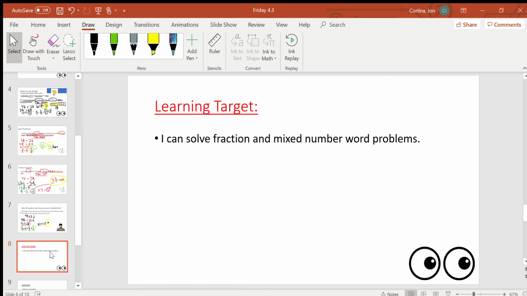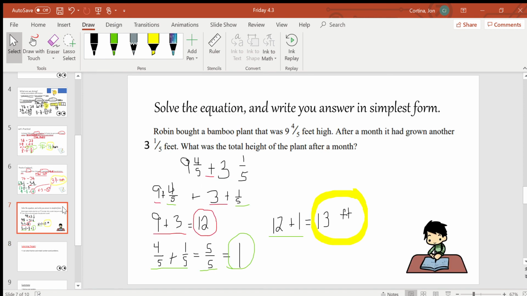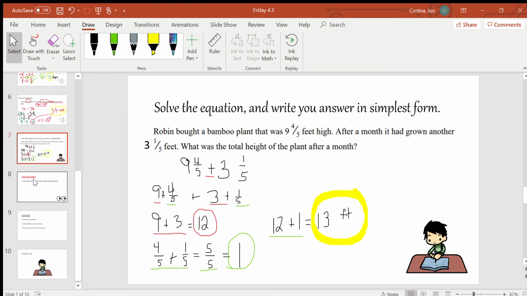Great, let's check back into our target. I can solve fraction and mixed number word problems. If you're able to complete this, then you hit that target. If you were not able to complete it, go back and try some more practice problems on your own. Rewatch the video, take more notes, and then retry this problem on your own.